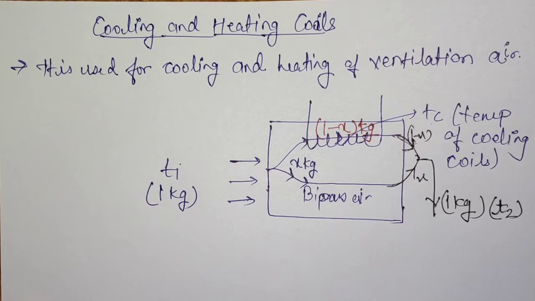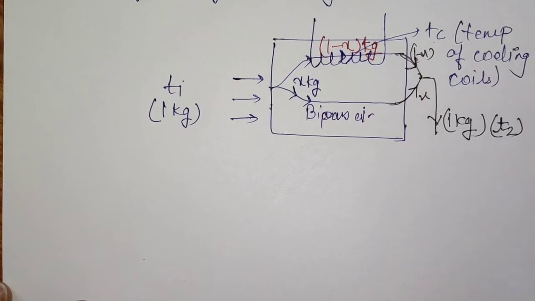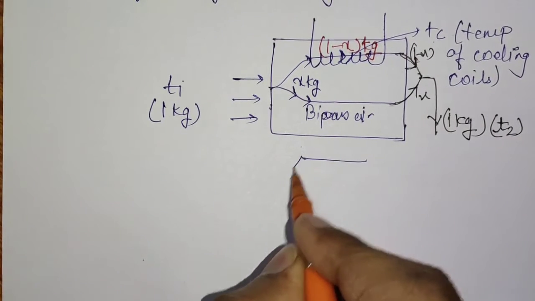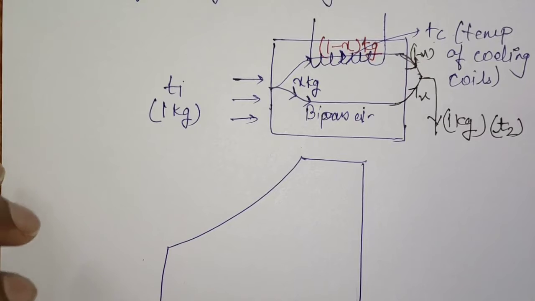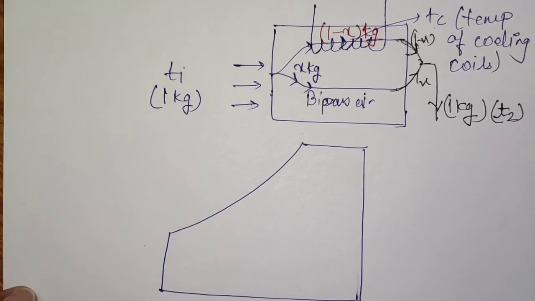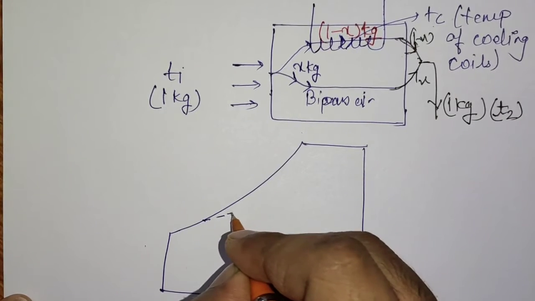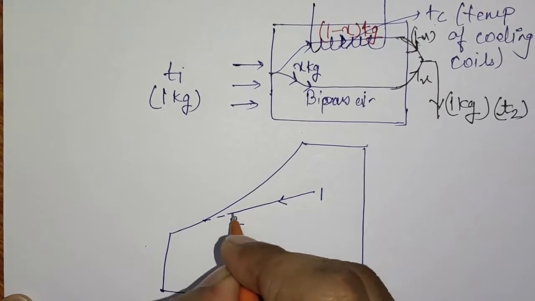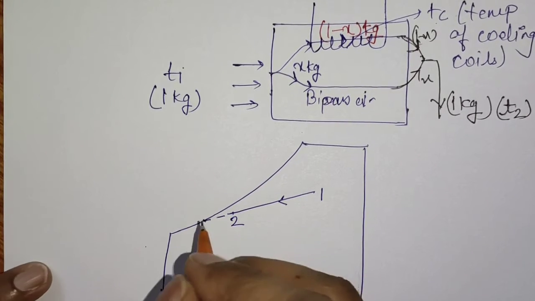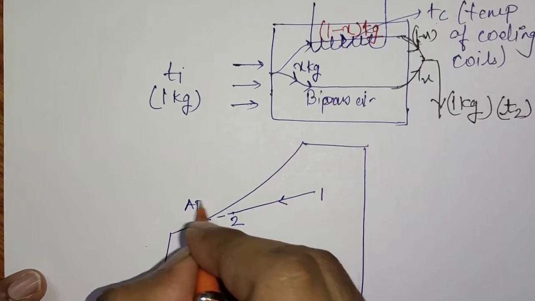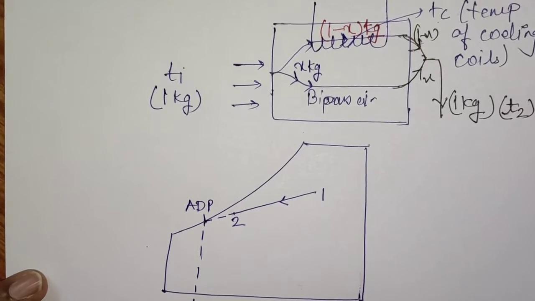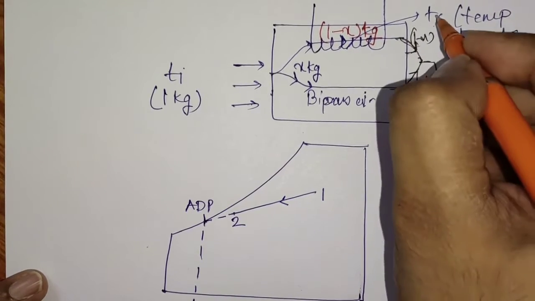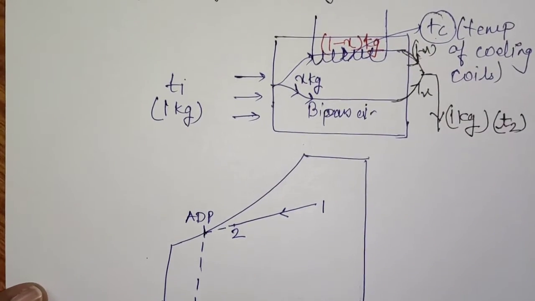If we see this process on the psychrometric curve, it will be something like this: point 1 to point 2, and the point touching the saturation curve will be the apparatus dew point, and the temperature of the apparatus dew point is TADP, which is equal to the temperature of the coil, shown in this diagram as Tc.